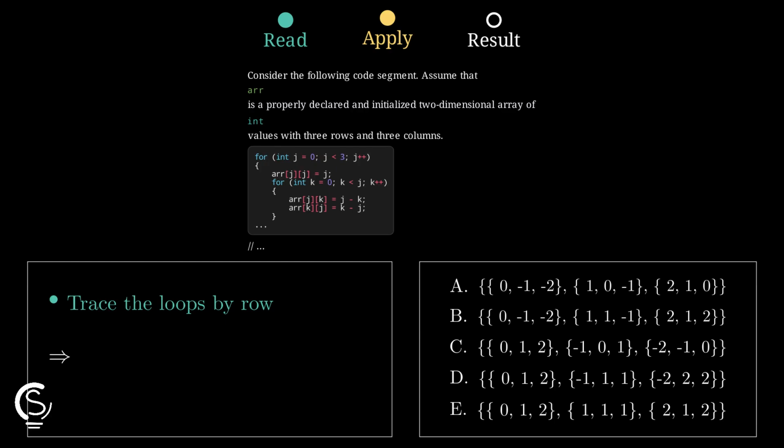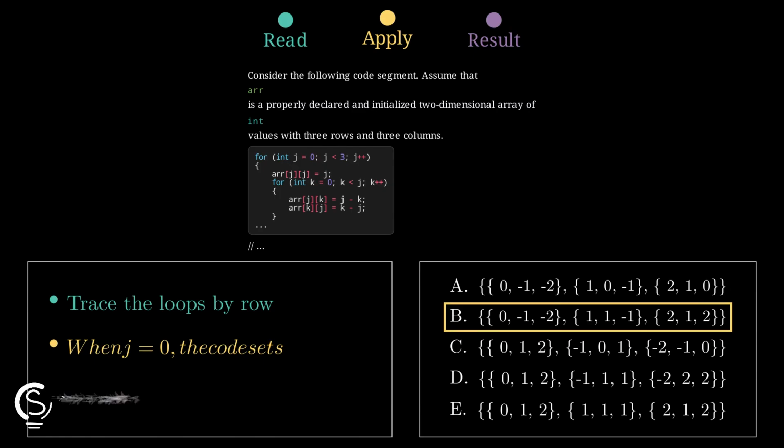Boom! When j is 2, the diagonal becomes 2. The inner loop fills remaining spots using subtraction logic. This confirms our final matrix is correct.